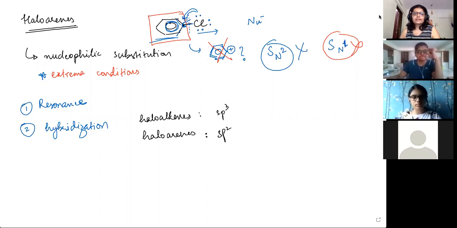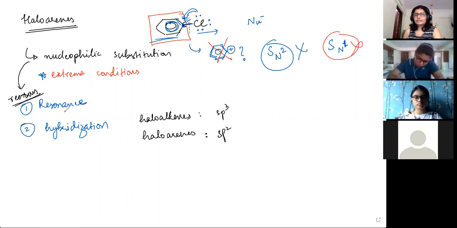Okay, so we were discussing haloarenes. Nucleophilic substitution is difficult because of several factors. One reason is resonance. The lone pair of electrons on chlorine is involved in resonance along with the benzene ring, which makes it difficult for the bond between carbon and chlorine to break. For substitution, you need the chlorine to leave and something else to take its place. If the leaving itself is difficult, the substitution is going to be difficult.